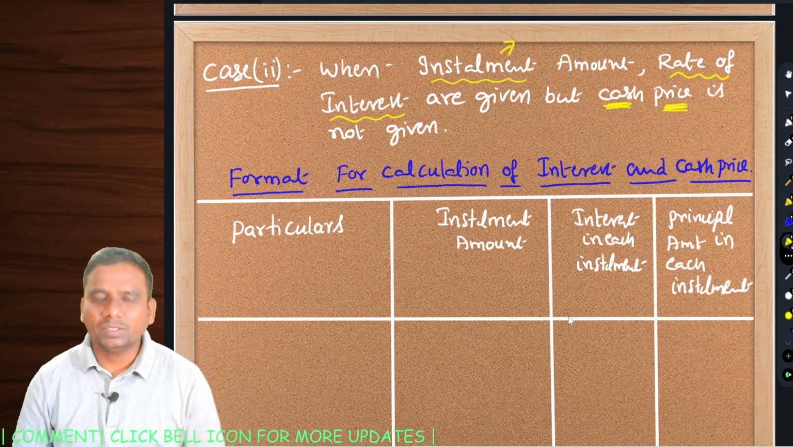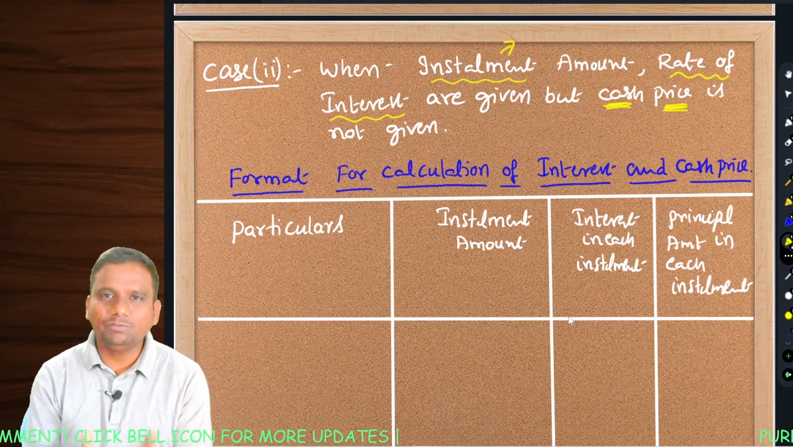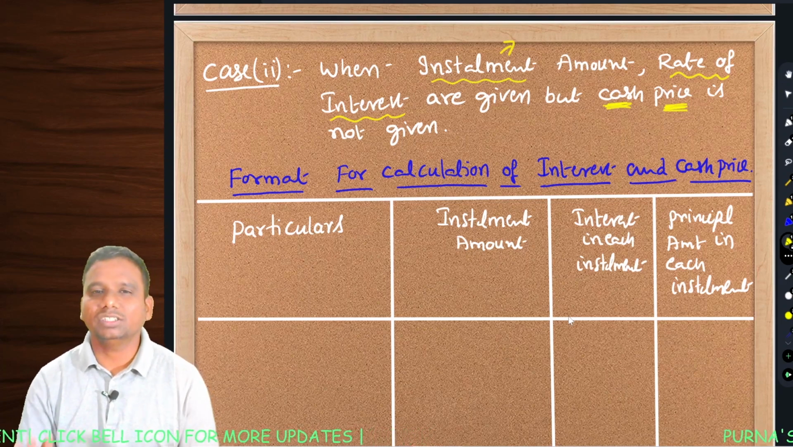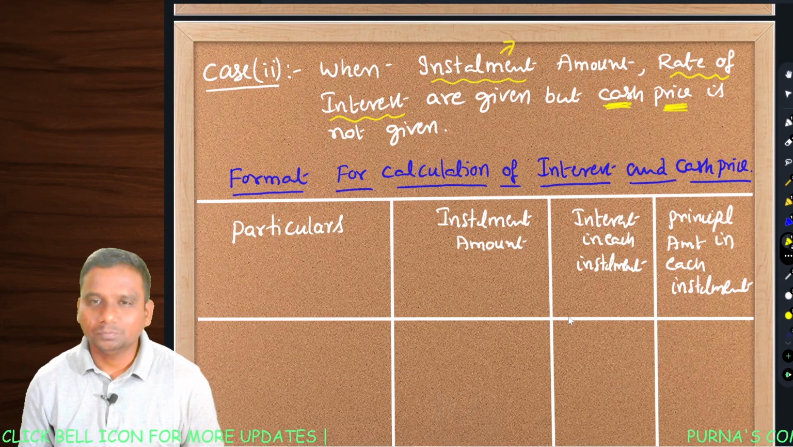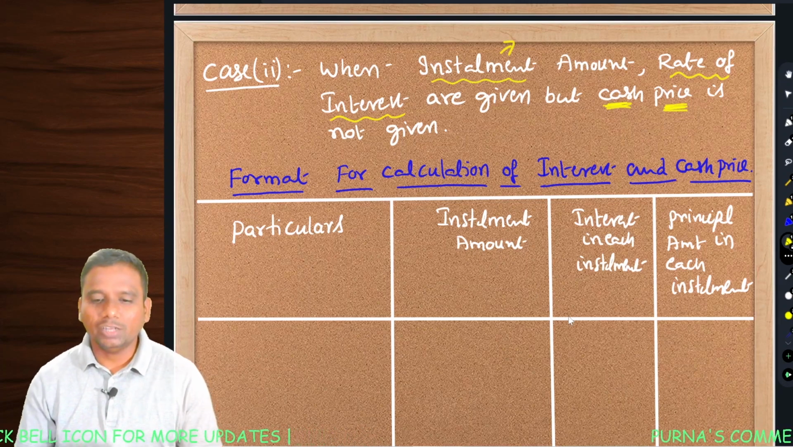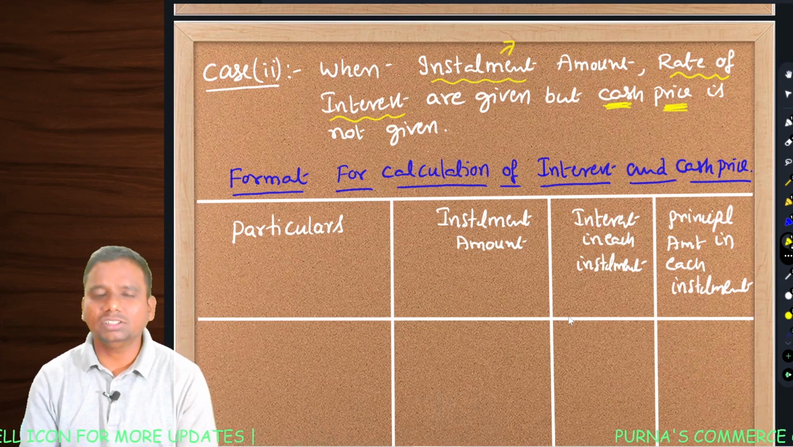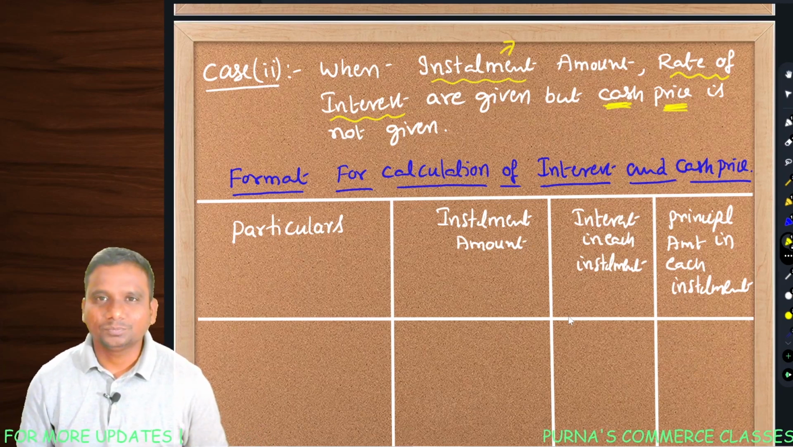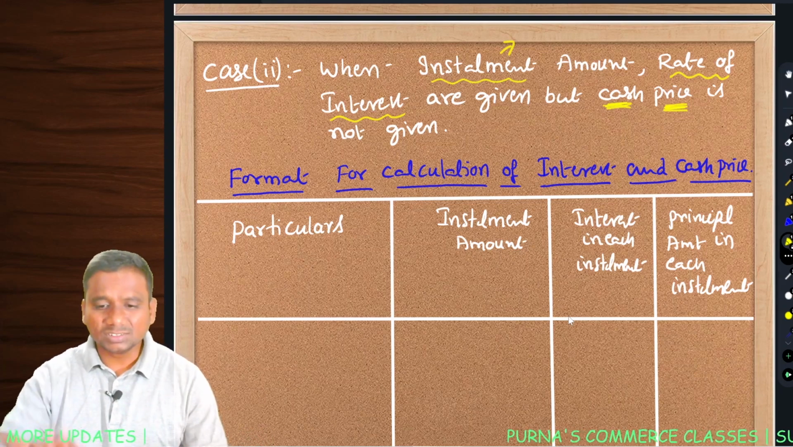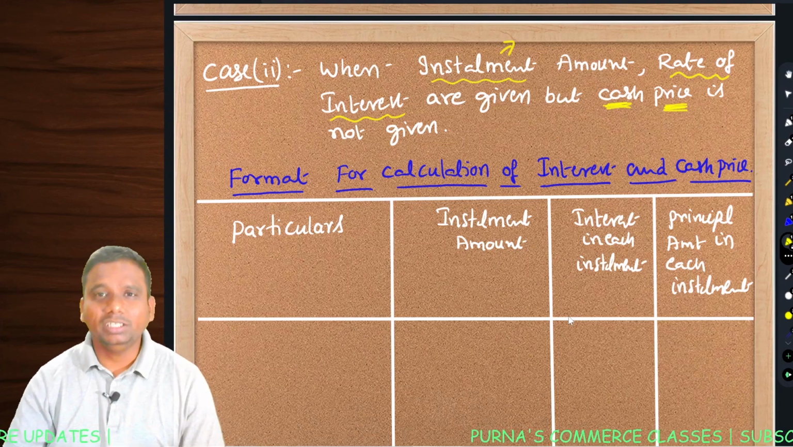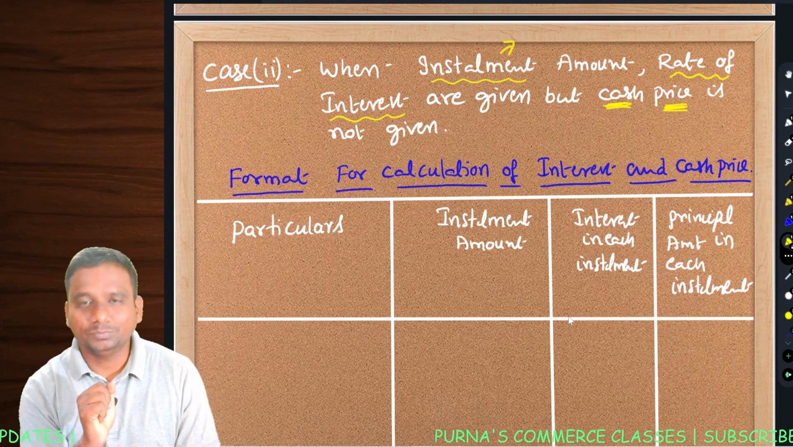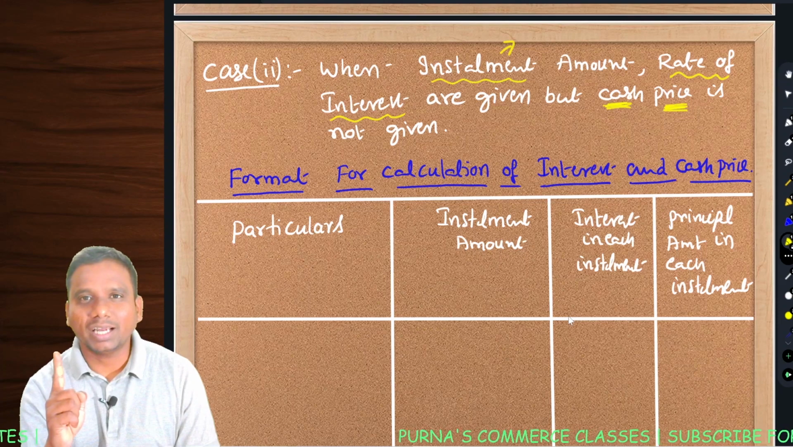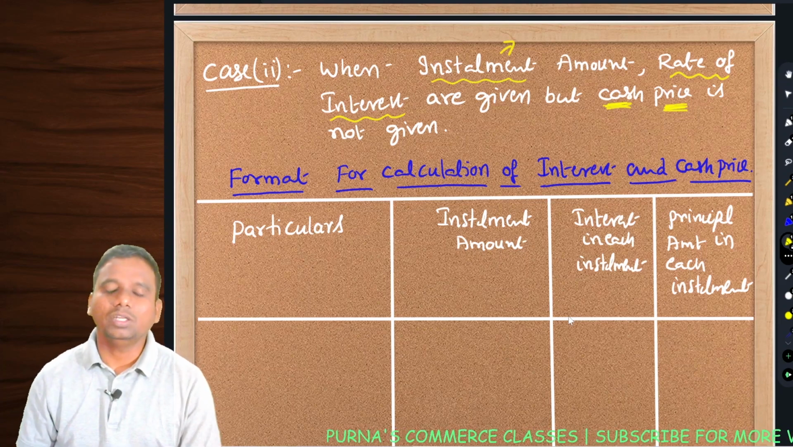In hire purchase, students face this difficulty only: the calculation of interest. Understood, students? I hope after watching this video, all your doubts get clarified. Now look at it, in this situation two amounts are missing. What are those two amounts? Cash price is missing as well as the interest portion.